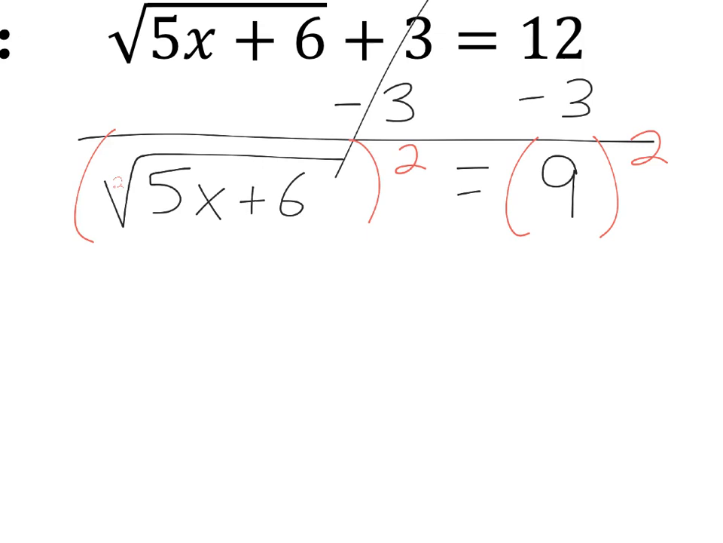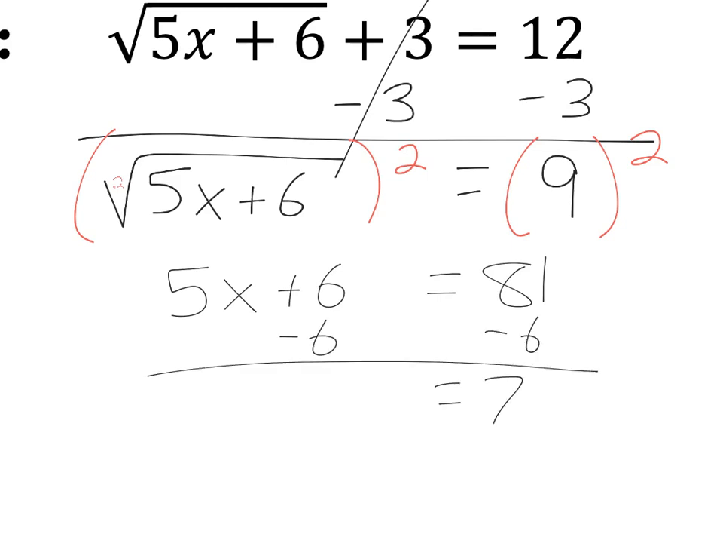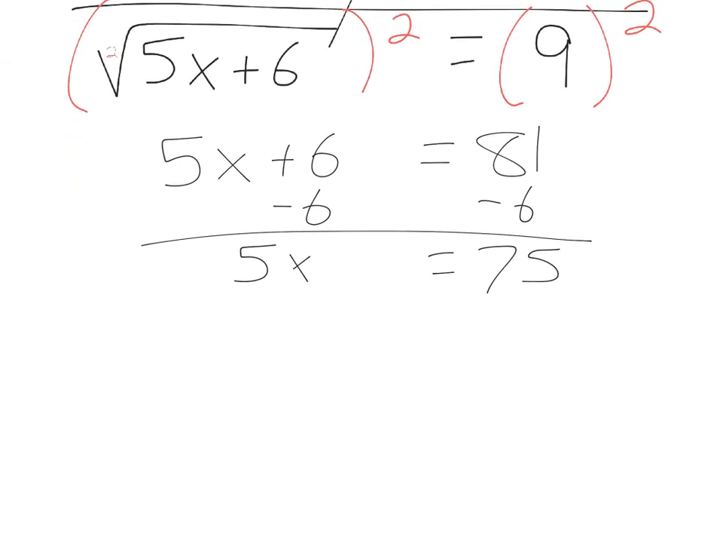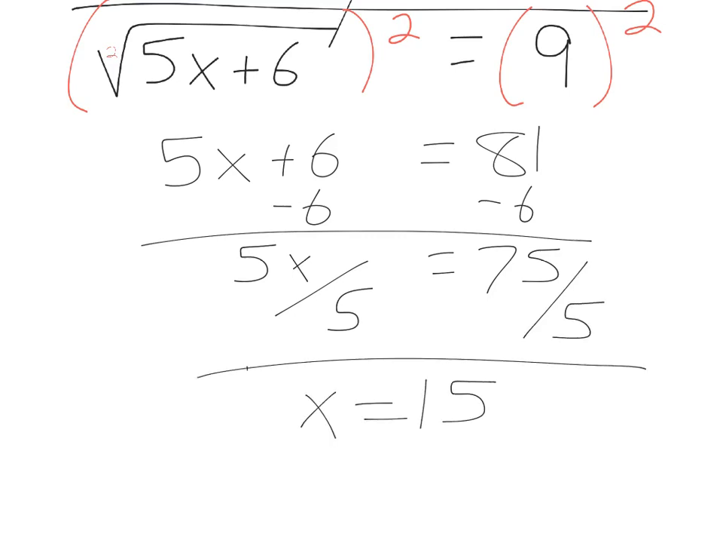Okay, left side, square and square root cancel, so we've got 5x plus 6 equals, and then on the right side, we actually do some work because there's no square root over there to cancel. 9 squared means 9 times 9, which is 81. And then here, this becomes a really familiar problem. We're going to subtract 6 on both sides, and we get 5x equals 75. Divide both sides by that 5 to get x by itself, and we get x equals 15.